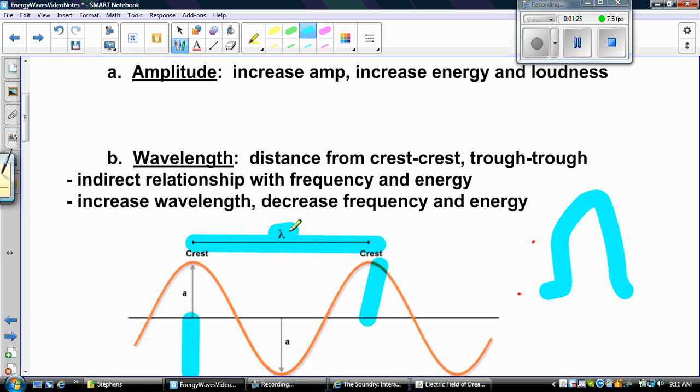Okay, wavelength has an indirect relationship with frequency and energy. If you increase the wavelength, so the larger the distance between the waves, that's going to decrease your frequency and decrease the amount of energy that wave can carry.